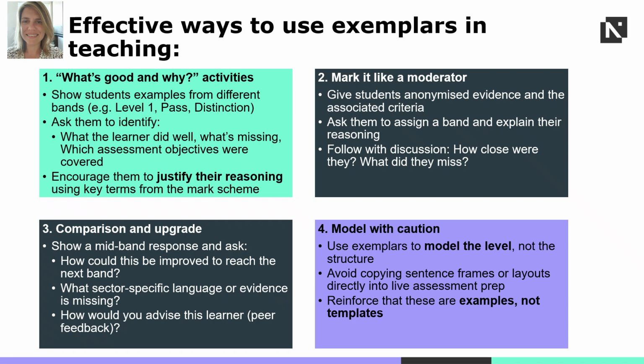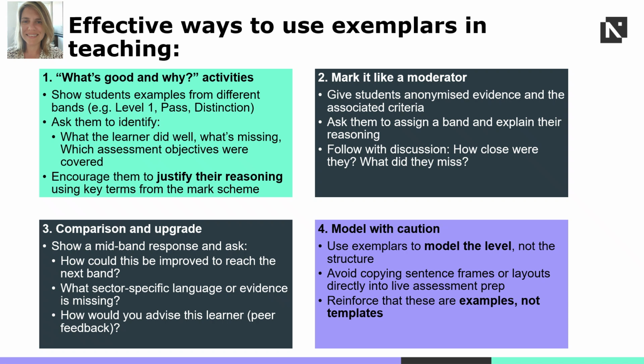1. What's good and why activities. So show students a range of responses from different bands, perhaps a level 1, a pass and a distinction. Ask them to identify what the learner did well and what's missing. Link their observations to assessment objectives. And crucially, justify their opinions using the language of the mark scheme. This shifts them from passive readers to active assessors and helps develop examiner-style thinking.